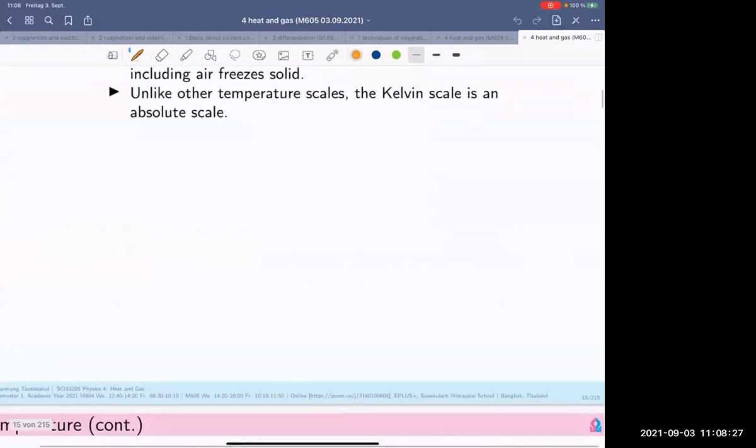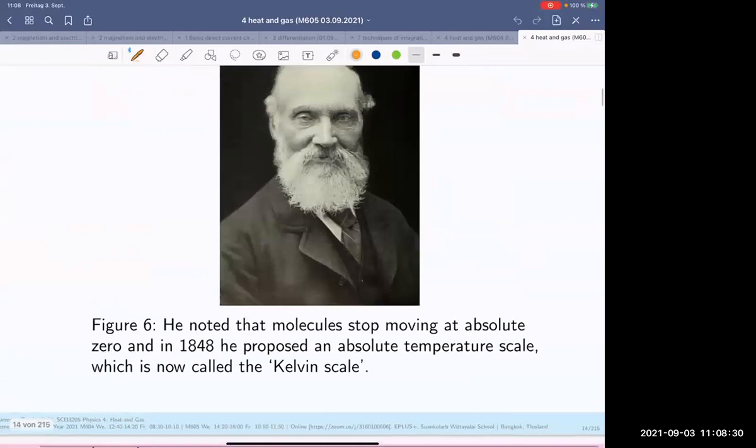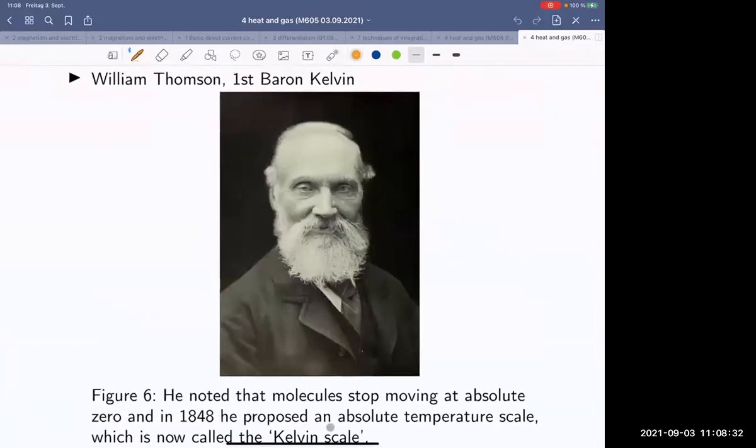But Kelvin is not like Celsius or Fahrenheit. Kelvin is the title of this physicist. It's not the name that he was born with. His actual name is William Thomson, but if you have done something good for the society, for the community, you will get a special rank.